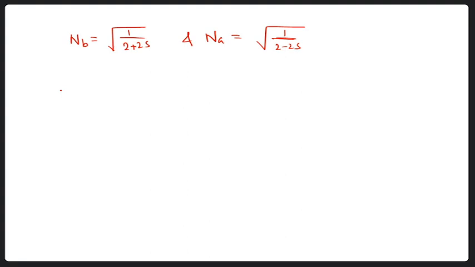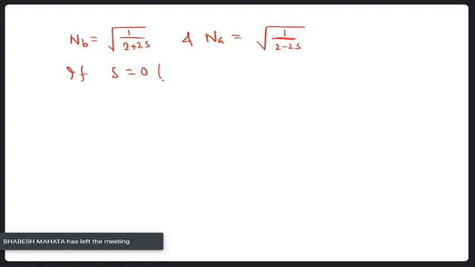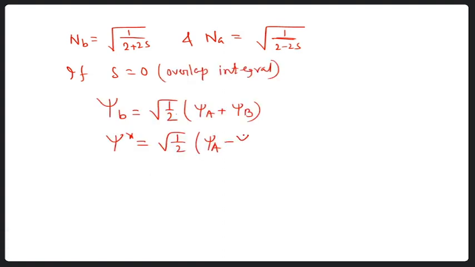And from that we can see that if S is equal to 0, that is, the overlap integral is 0, then we can write psi B equals 1 by root 2 into psi A plus psi B, because we know the previous equation N into psi A plus psi B, and psi star equals 1 by root 2 into psi A minus psi B. The overlap integral S is equal to the integral of psi A into psi B into d tau, as an approximation, right? We can consider. Now, which has a non-zero value? This must have a non-zero value. You have to remember, non-zero value. It can never be zero.